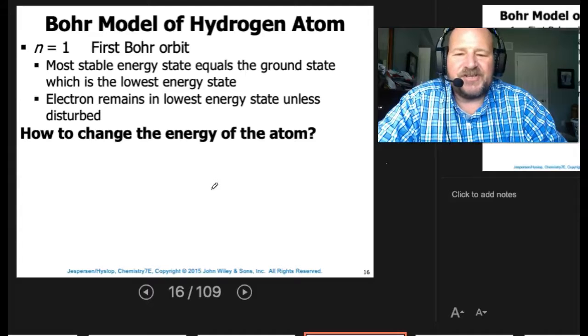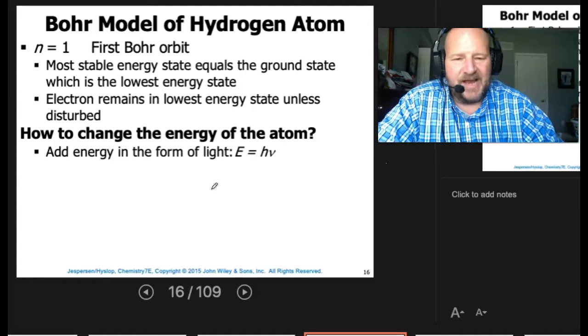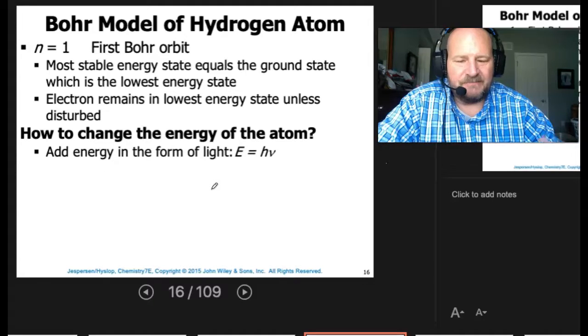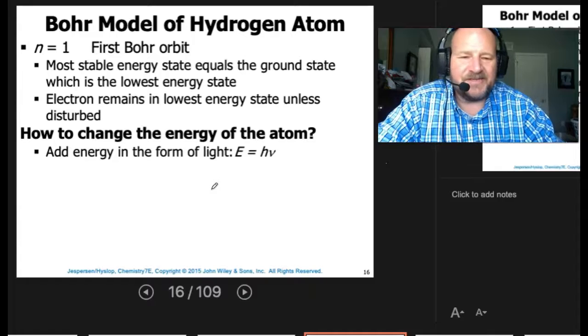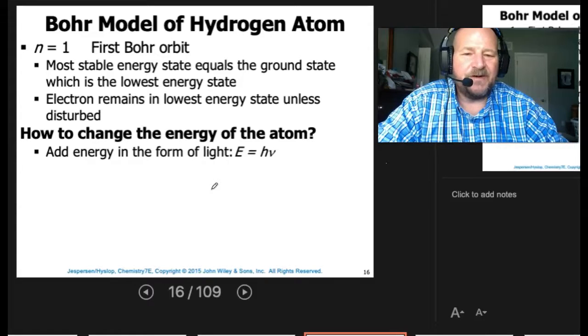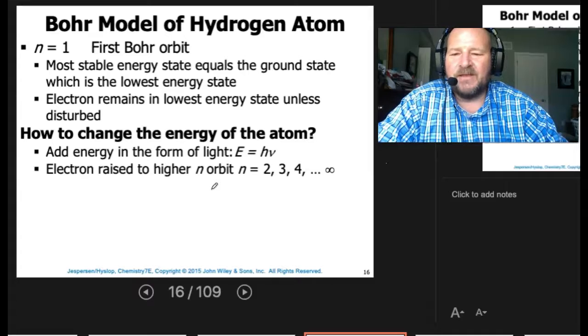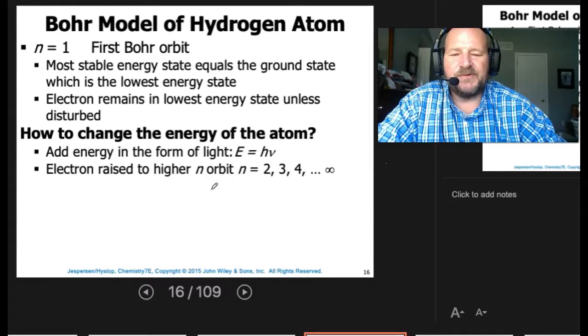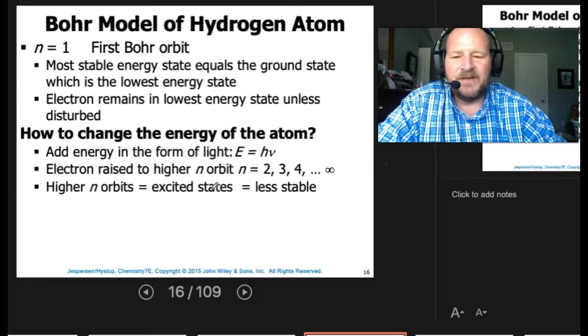So how do we change the energy of the atom? Well, we're going to add energy, so we're going to hit it with some light. When we hit it with light, that light has to equal, remember, h nu. So E equals h nu. That's going to be our photon, our quantum. The electron is then raised to a higher n orbit, whether it be 2, 3, 4, all the way out to infinity. The higher n orbits equal excited states.